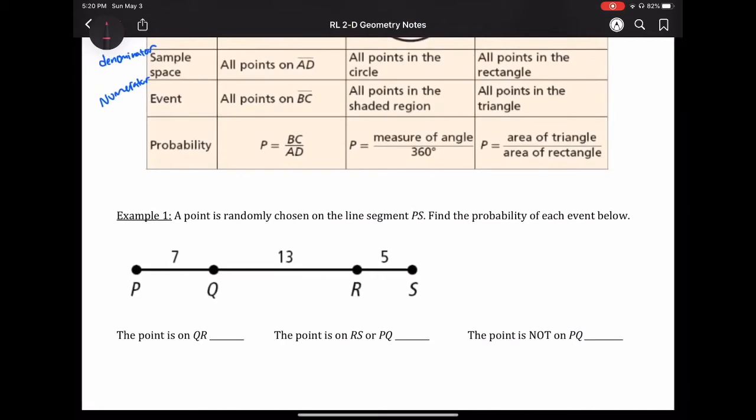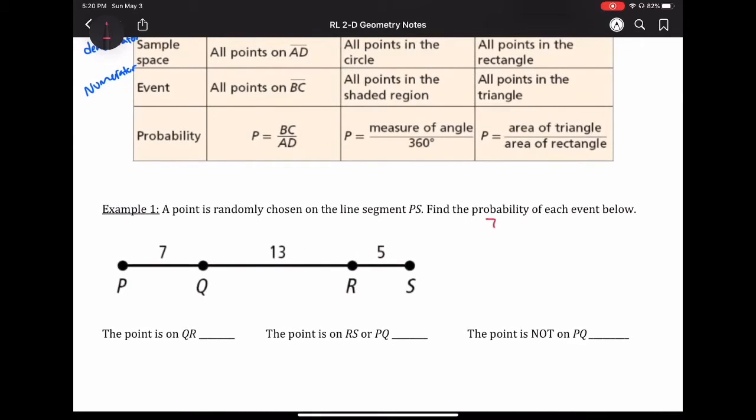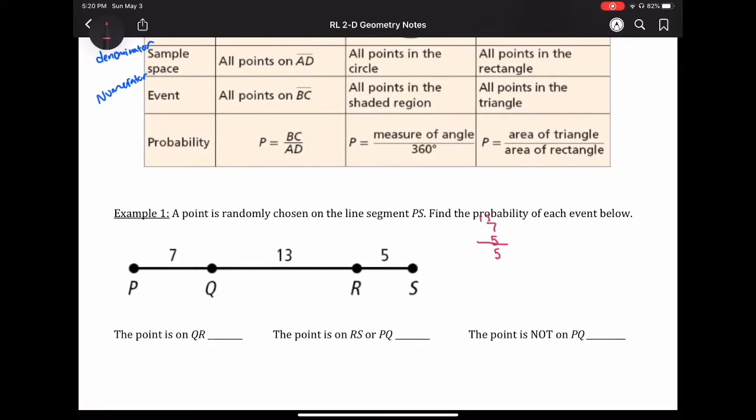Example 1. A point is randomly chosen on the line segment PS. Find the probability of each event below. Okay, so before we do anything, the sample space is the whole line, and we have 7, 13, and 5. So we need to add those together to find the total length of PS. So I have 7 and 5, and we're adding those to 13. 7 plus 13 is 20, plus 5 is 25. So PS is equal to 25. That's my total sample space.